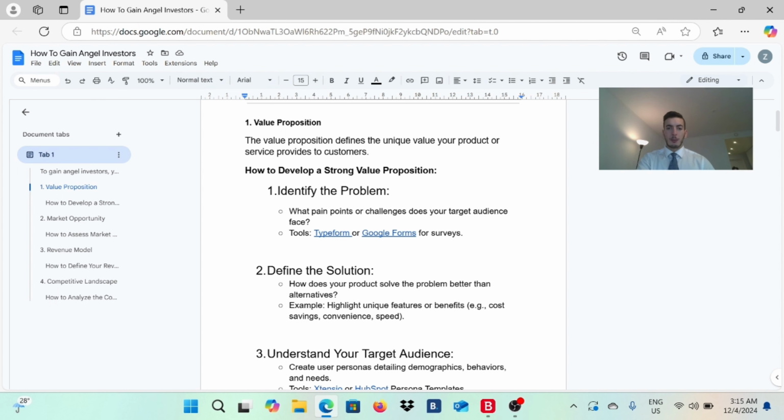So identify the problem. What pain points or challenges does your target audience face? You can use tools for surveys, Typeform or Google Forms. You will have all the links for these tools in the description, so you can download the Google document directly from there. So this is the first one.